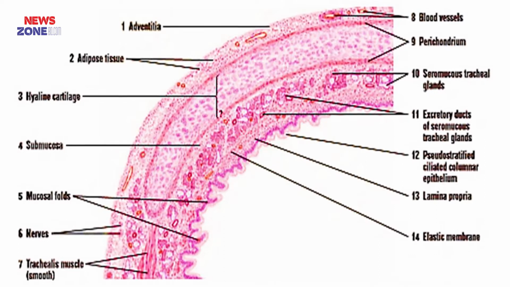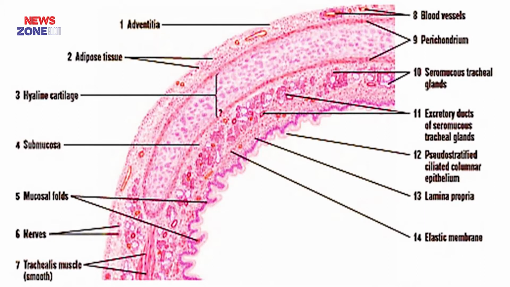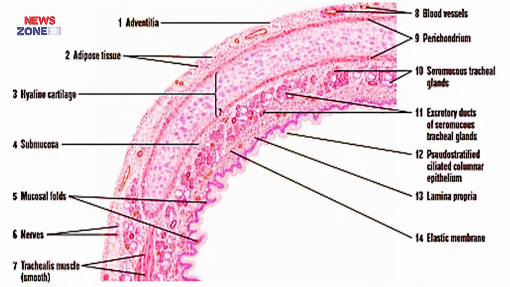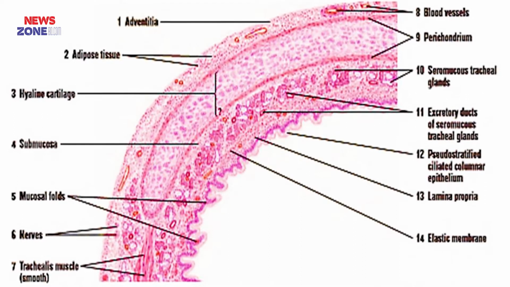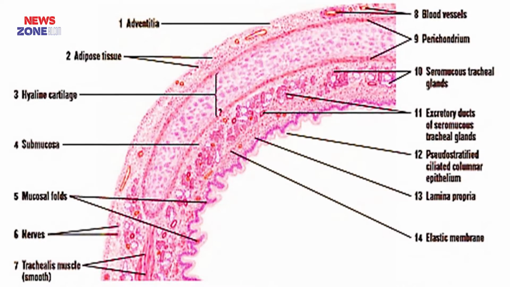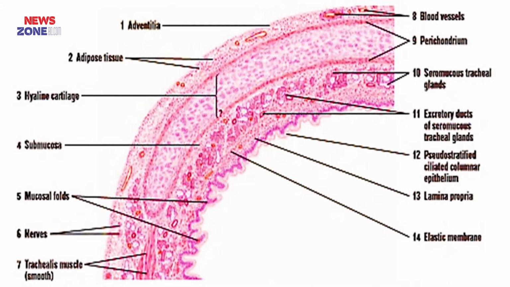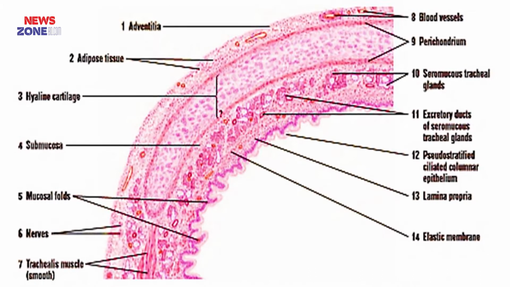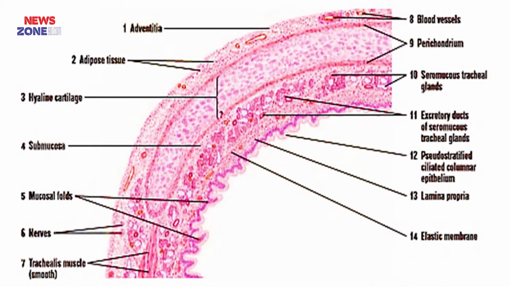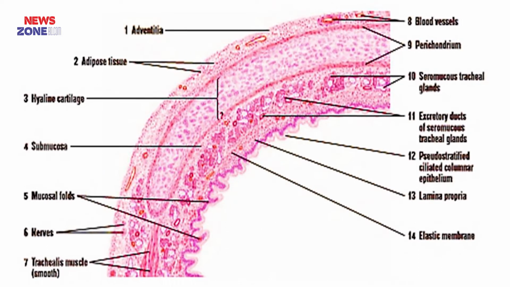Then submucosa. Submucosa is a layer of dense irregular fibroelastic connective tissue. It contains numerous seromucous glands. Lymphoid elements are also present. Then the next layer, the hyaline cartilage layer. The hyaline cartilage layer is formed by a dozen C-shaped rings of hyaline cartilage between the submucosa and the adventitia. Hyaline cartilage is surrounded by a dense connective tissue, the perichondrium, which merges with the submucosa on one side and the adventitia on the other side.